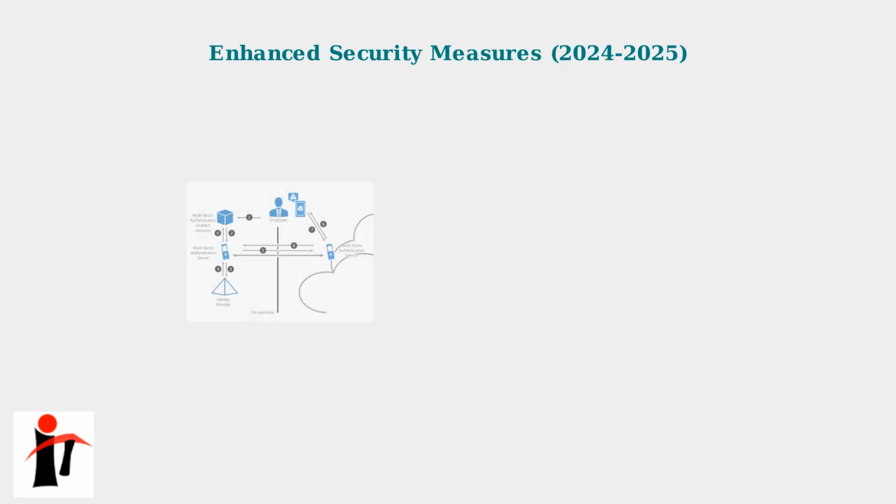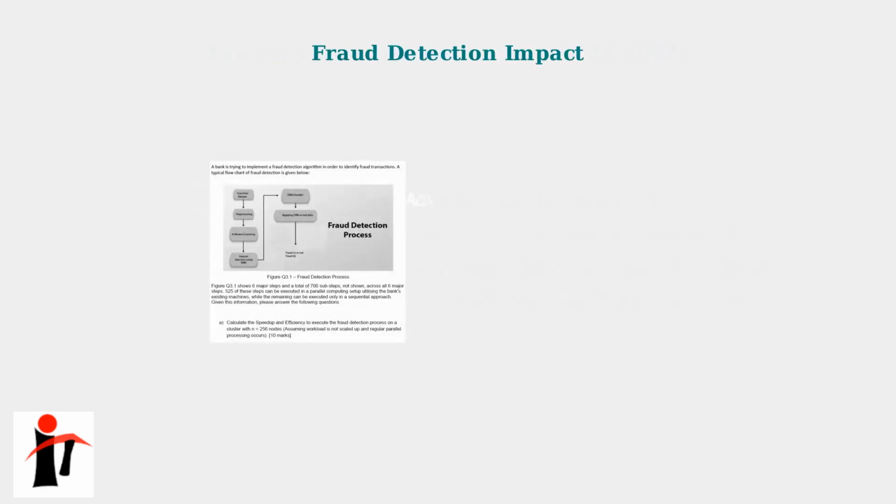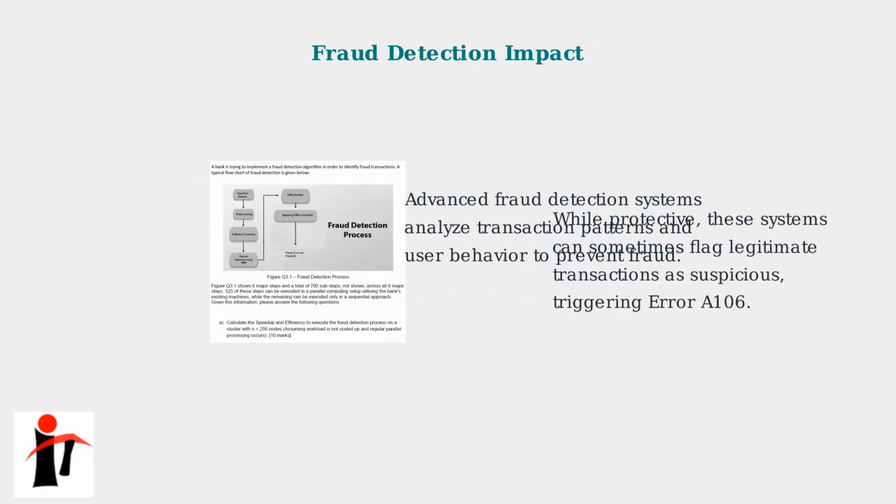Zelle has implemented enhanced security measures that can also trigger Error A106. These include stricter fraud detection algorithms, new multi-factor authentication requirements, increased scrutiny on first-time transactions between users, and enhanced identity verification processes. Advanced fraud detection systems continuously analyze transaction patterns and user behavior to prevent fraudulent activity. While these systems are protective and effective, they can sometimes flag legitimate transactions as suspicious, which triggers Error A106 as a security precaution.